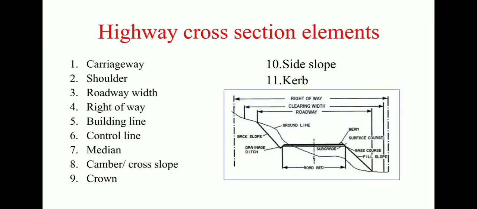Hello, my dear students. So, in today's class, we are going to learn about highway cross sectional elements. So, what exactly are the components of highway cross sectional elements? We will first list them down one by one. First is a carriageway, second, shoulder, next, roadway width, next, right of way, building line, control line, median, camber, crown, side slope, and curb. All these points we are going to study one by one in detail.